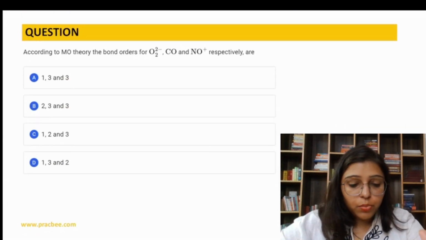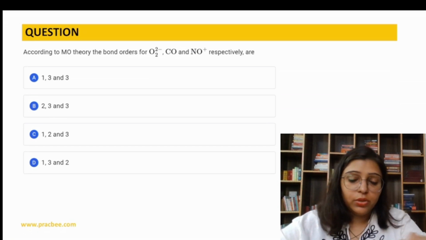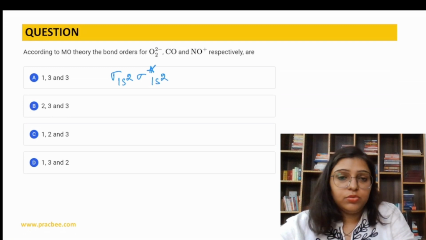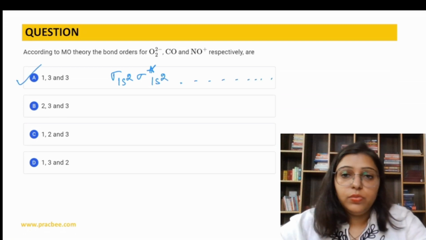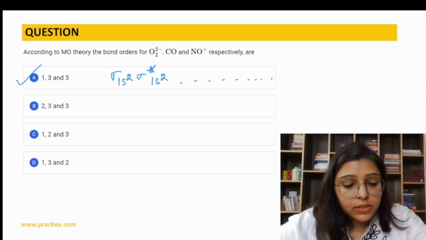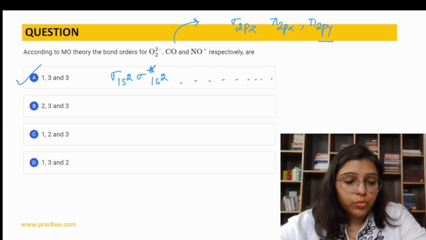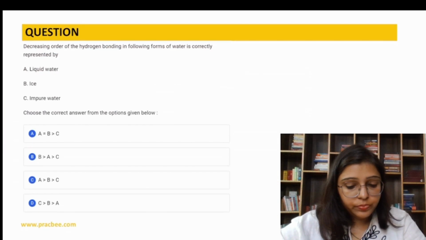According to MO3, the bond order for O2 minus, CO and NO plus respectively are. So what you need to do? Obviously you have to write the electronic configuration in terms of sigma 1s2 and sigma star 1s2, right? So when you write this, you get the answer equal to 1, option number A. CO में what is the difference? First you have to fill electron in sigma 2pz, and then you will write electron in pi 2px and then pi 2py. Okay. Now let's do the next question.